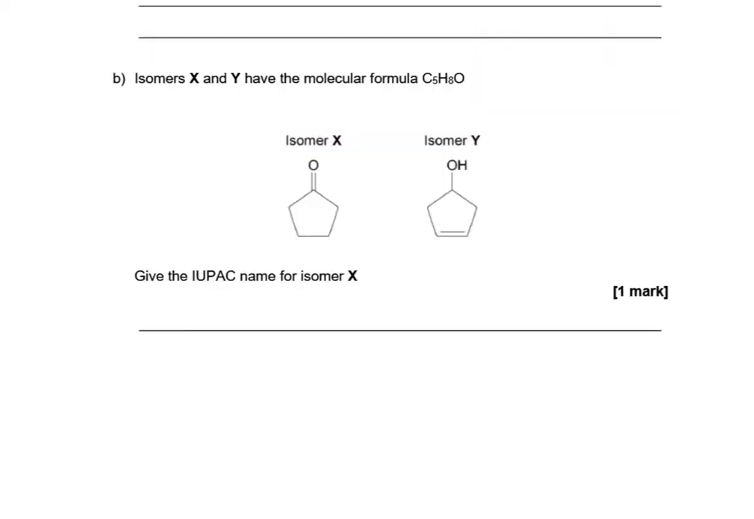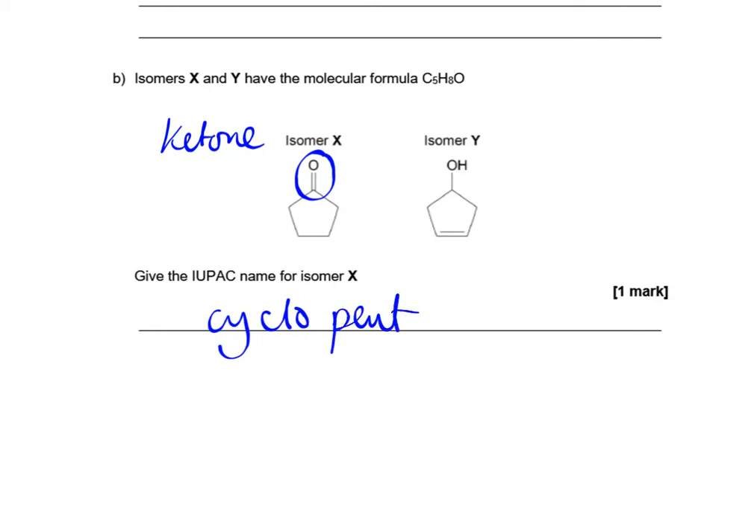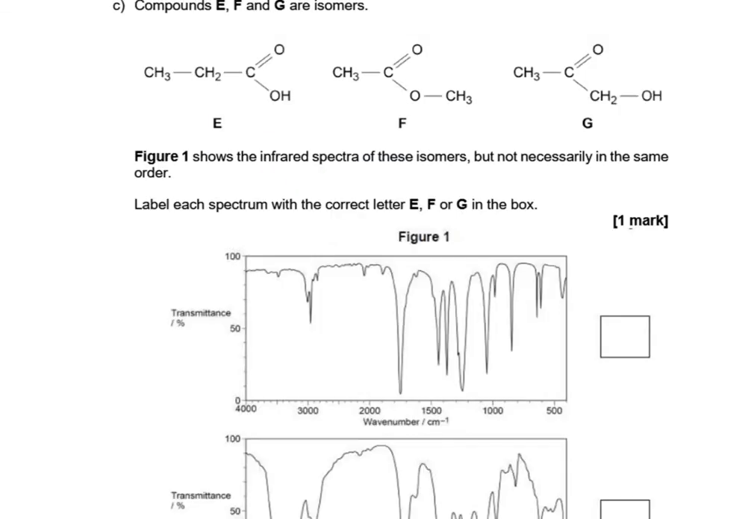Naming isomer X, so here's the functional group, so we can see we've got a ketone, and it's cyclic as well, so cyclo, and we've got 5 in the ring, so cyclopentanone, no numbers required. A little bit of infrared for this next one, and we just need to match the molecules up to the spectra.